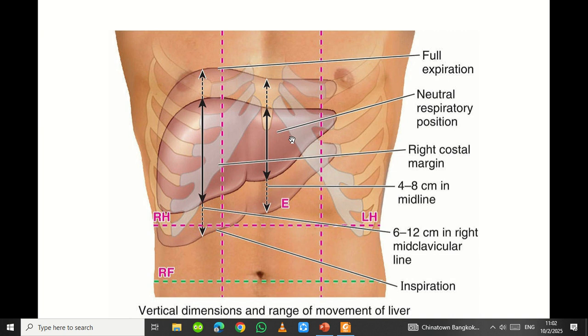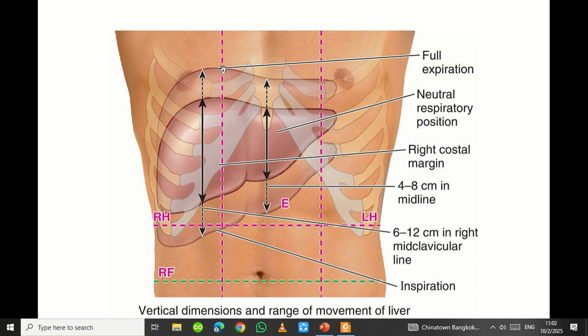The liver is surrounded by a capsule, which is called Glisson's capsule. It's just a thin capsule, and it is surrounded by peritoneum, except a portion which is called the bare surface of the liver, with absence of peritoneum.